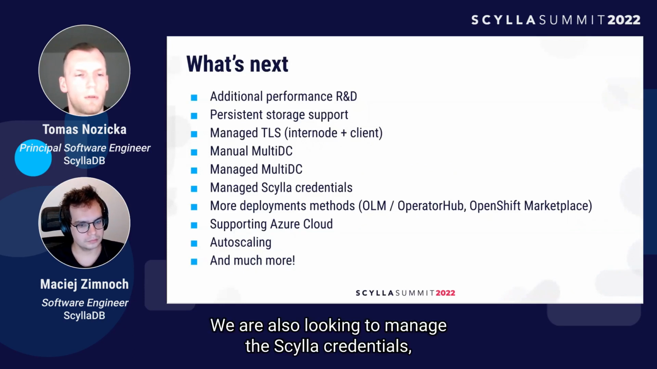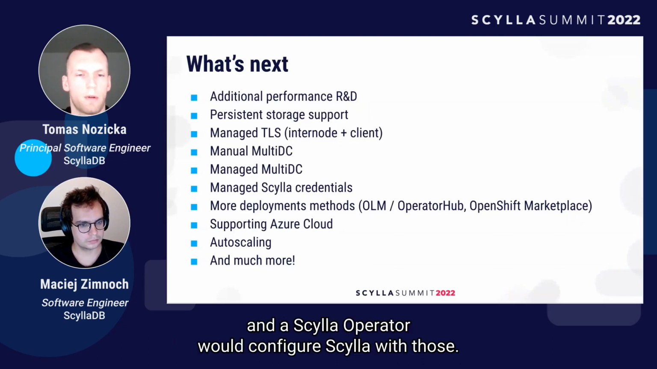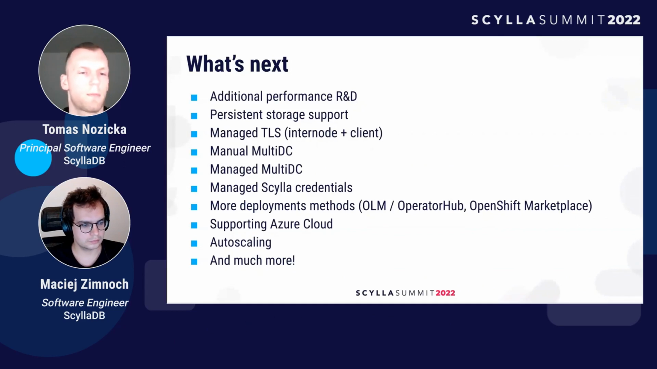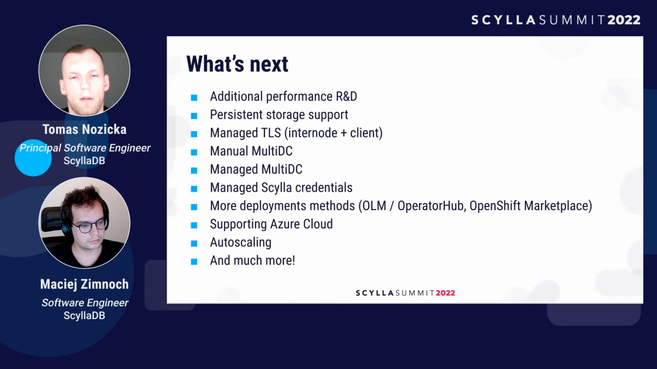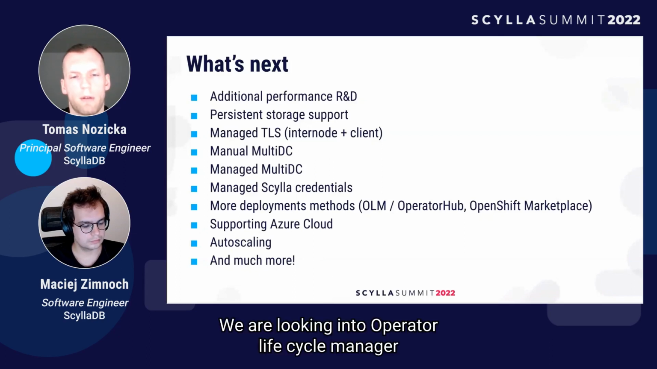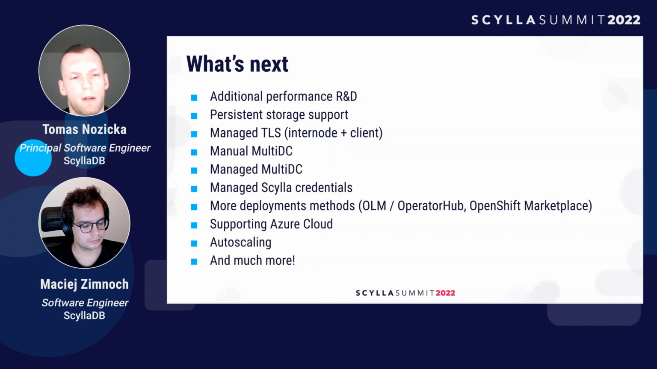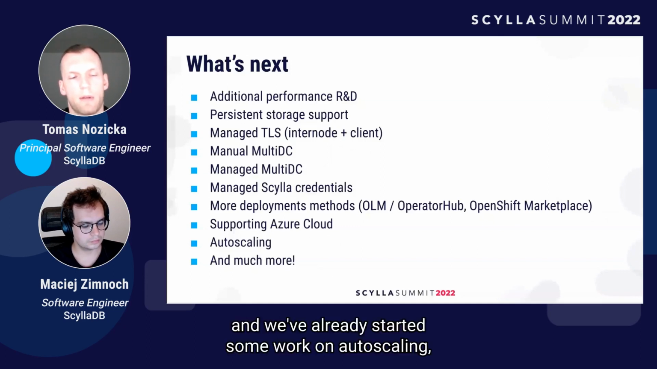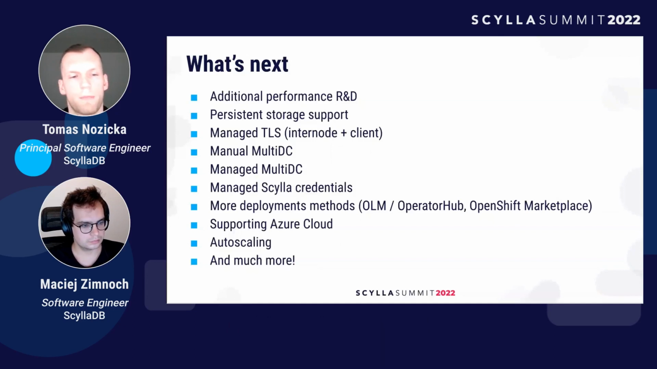We are also looking to manage the Scylla credentials, so you would have a Scylla secret that you would define the credentials in, and the Scylla operator would configure Scylla with those. Also, we are trying to expand on our deployment methods. We are looking into Operator Lifecycle Manager to publish the bundles into the Operator Hub or the OpenShift Marketplace. There's also Azure Cloud on our roadmap, and we've already started some work on auto-scaling, and there is a lot more that you can expect from us.